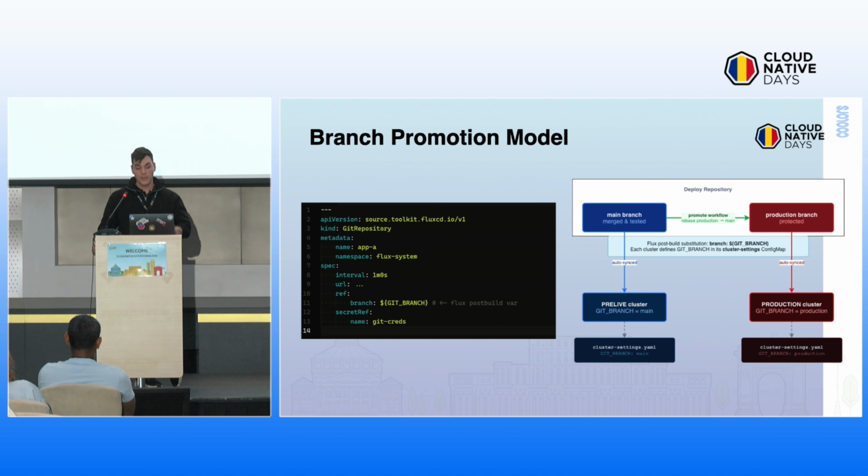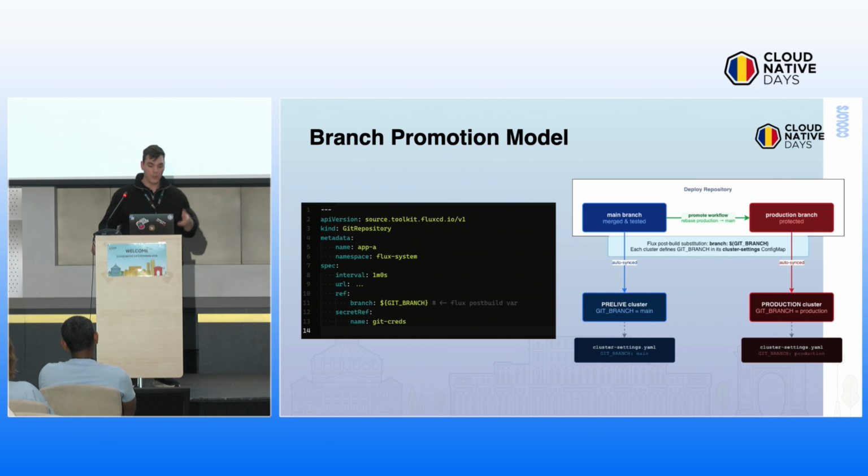Okay. Let's say that you validated your application in pre-live and you need to get it to production. What do you do then? Well, as much as this might be a faux pas with the latest setup of Gitless GitOps, we're still using the branch promotion model for our deployment repositories, and so far it has worked quite well for us.